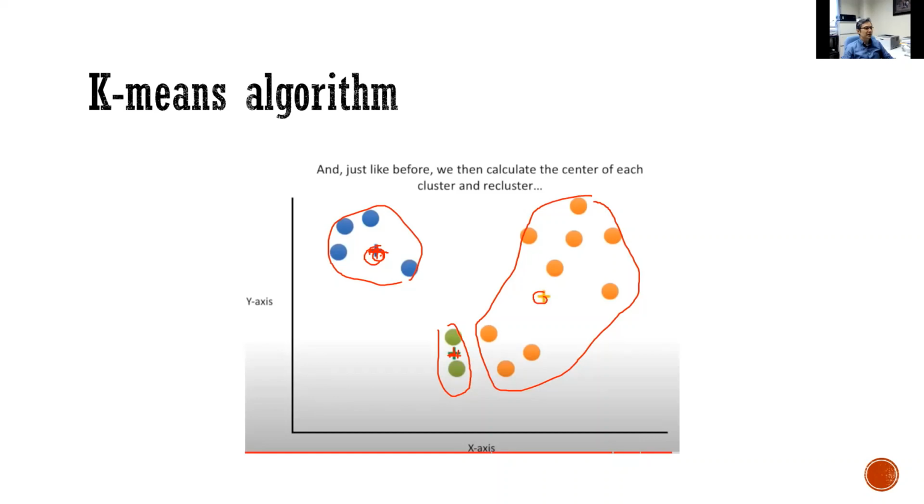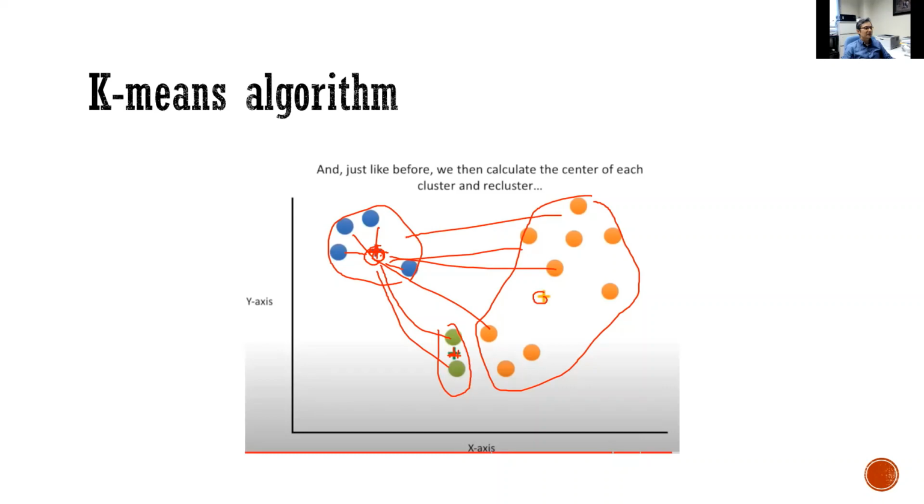Then we will repeat our first step. We're going to recompute all the distances from each data point to each center. This time we use the hypothetical centers, so you compute all the distances from the data points to the blue one, to the green one as well, and to the orange one. So you do this again.